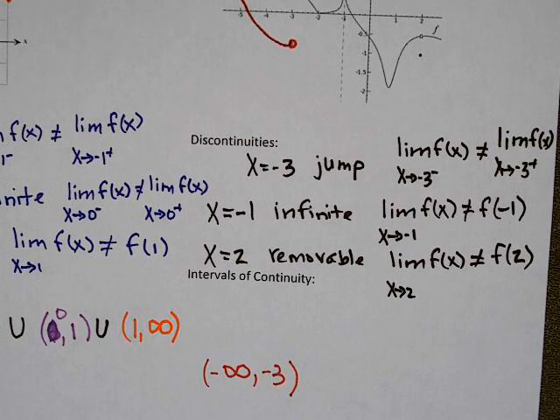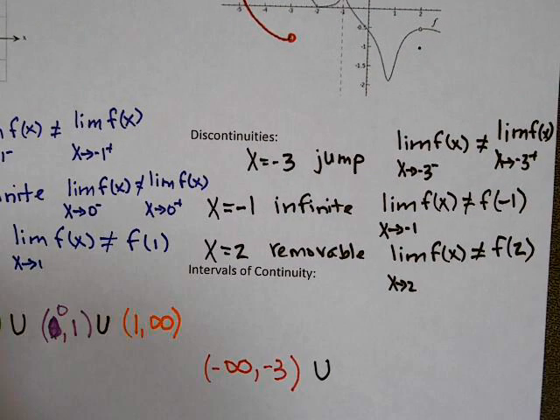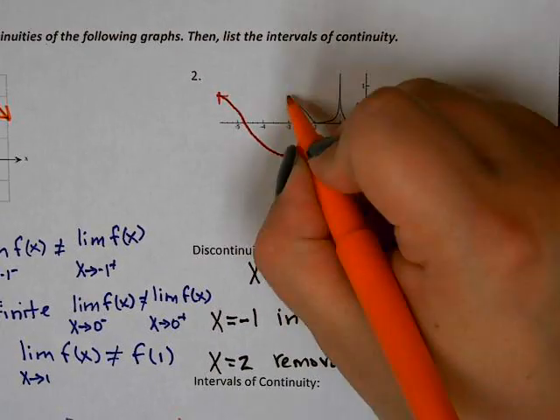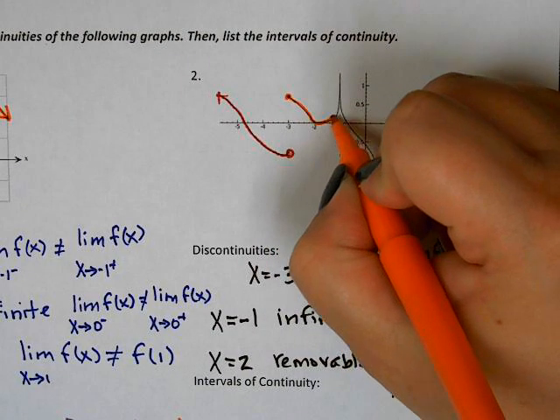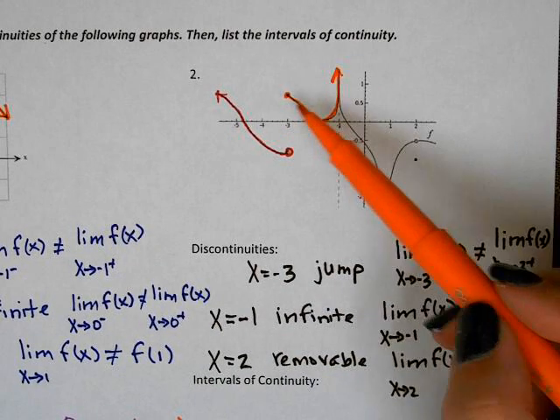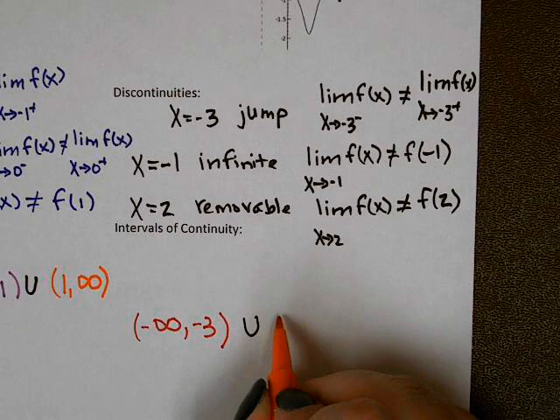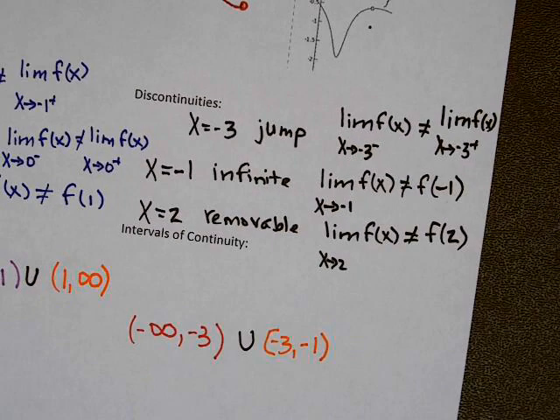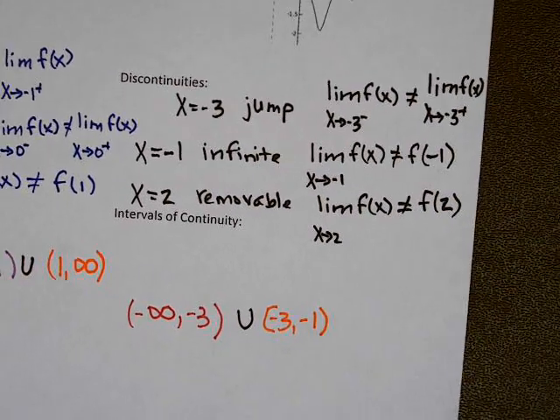Then for the next piece, let's go back up to our graph. And we have a closed circle at -3. And then we're good, we're good, we're good. And then, uh-oh, we have an asymptote, which means we're good from -3 to -1. All right, and the -1 is not included because we're shooting up to infinity.